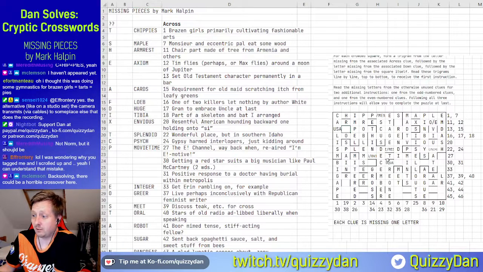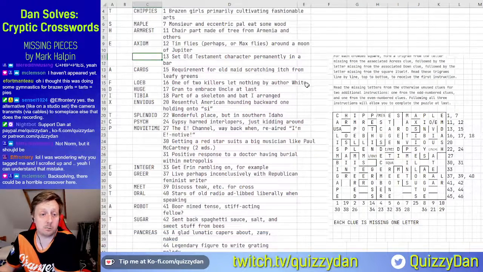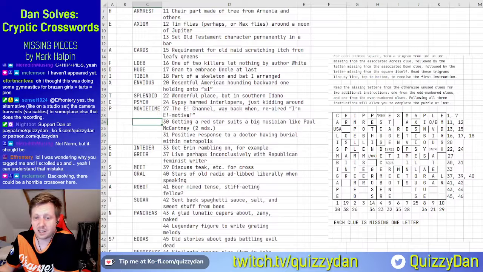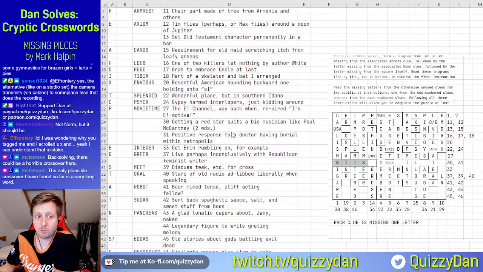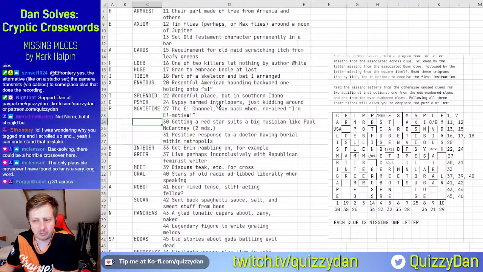So the next one that we don't have is this one here in the acrosses. No, it's this one, the 30 across. Getting a red star. So if you have any of these, by the way, just type G and the number and I'll probably come to you because I'm after the answers now. Getting a red star suits a big musician like Paul McCartney. Beatle. A big shot. So, no, big is in the clue. Getting a red star. Don't really know what that means.